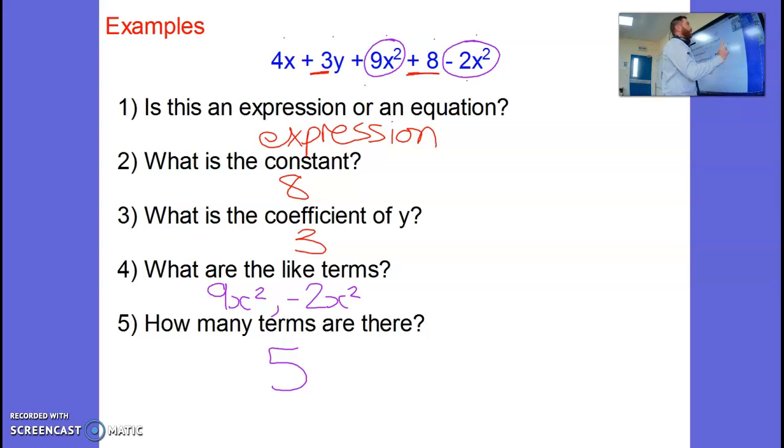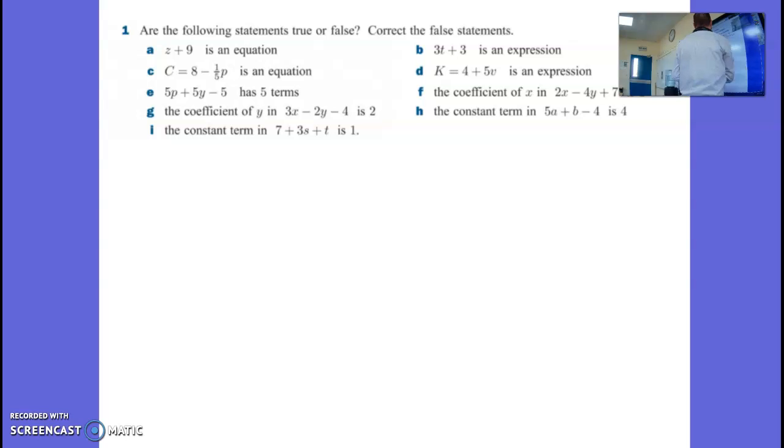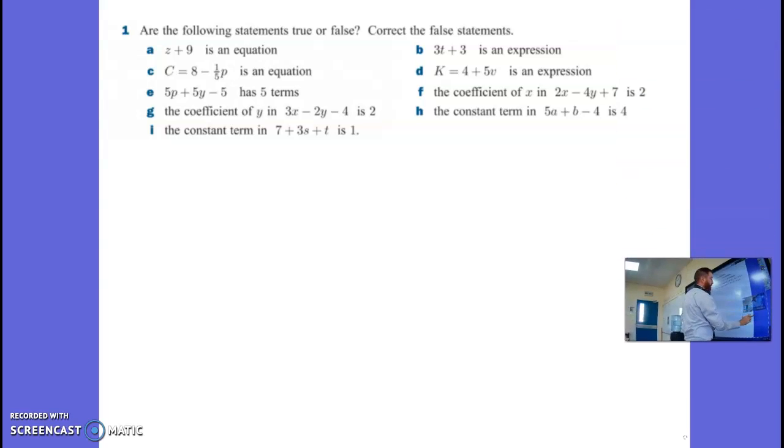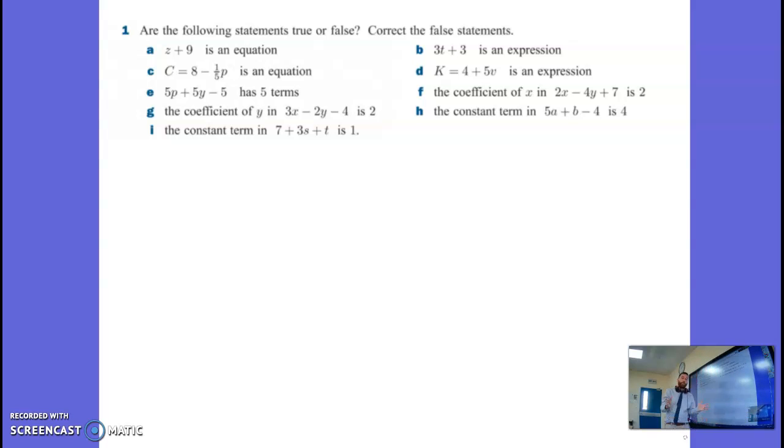All right, one last question. We've got several parts to this. And again, I recommend pausing, having a go at this yourself, and then I'll go through the answers, see what we've understood. So pause the video now.